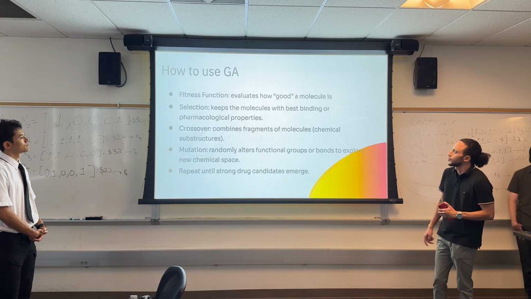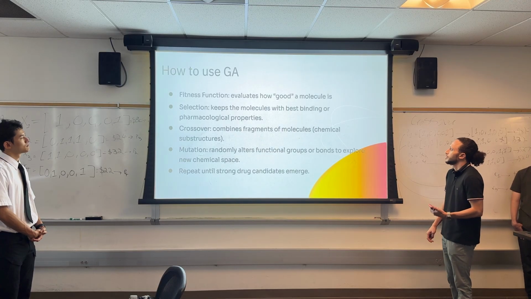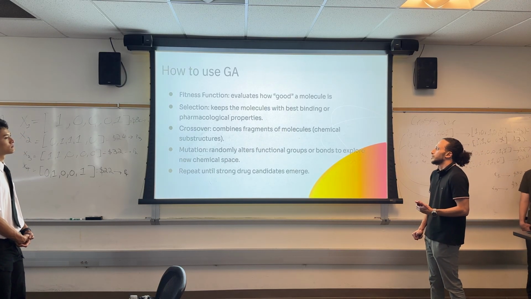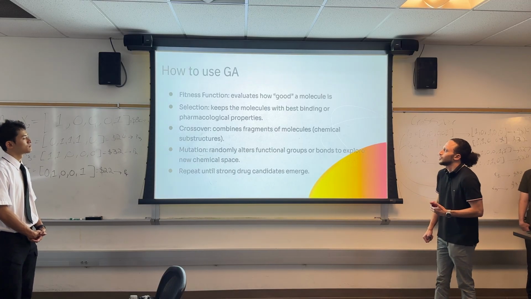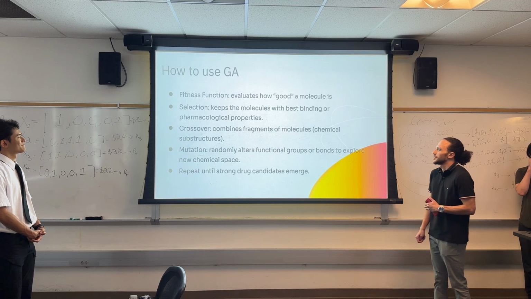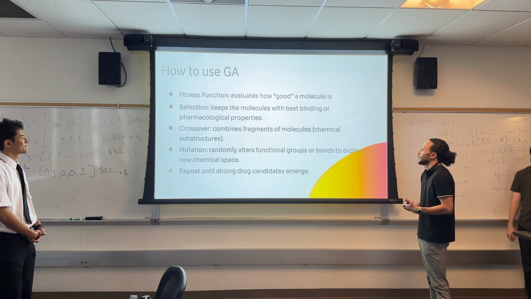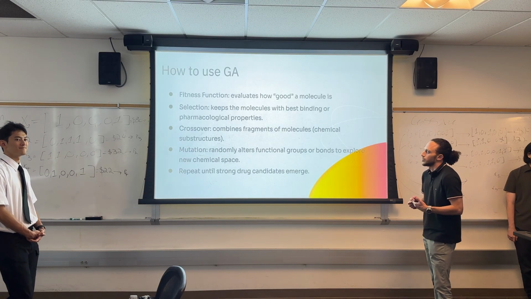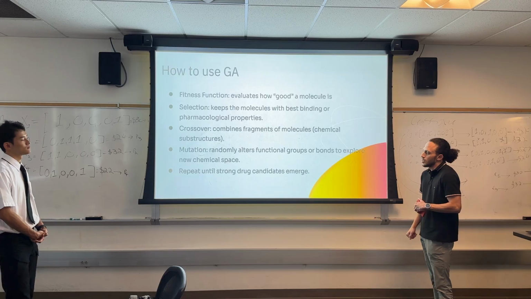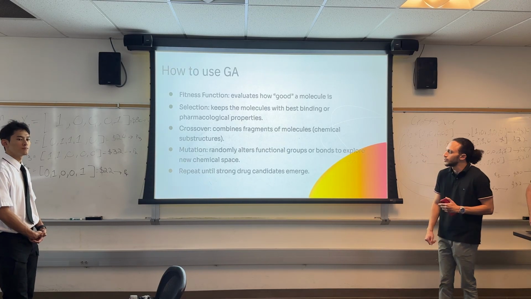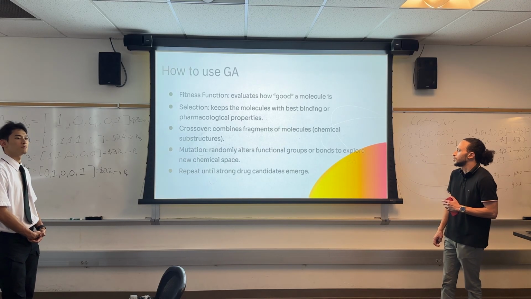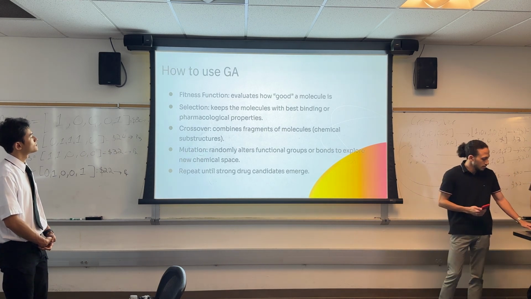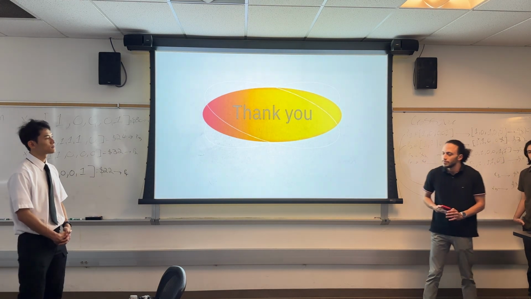As for the fitness function, we evaluate how good a molecule is. For selection, we keep the molecules with the best binding or pharmacological properties. For crossover, we combine fragments of molecules to get different chemical structures. And for mutation, we randomly alter functional groups or bonds to explore new chemical space. Then you repeat until you get a strong candidate. And that's pretty much it.